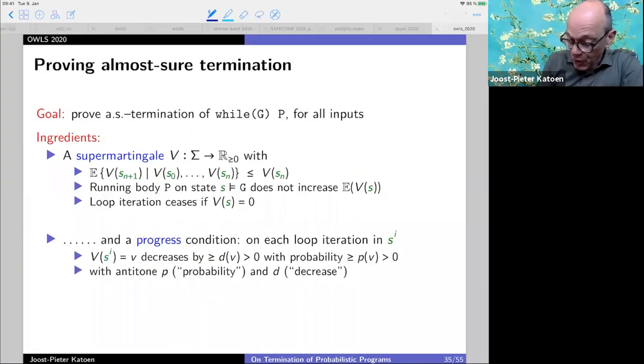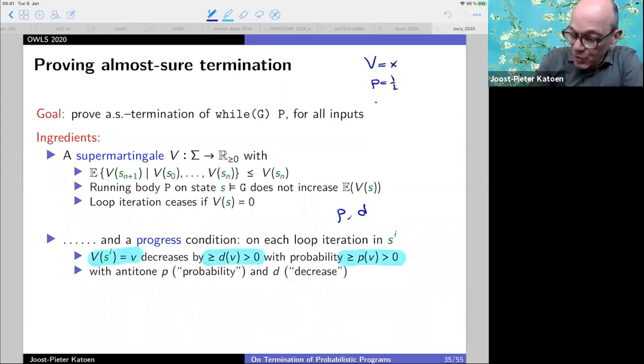And then there are these functions p and d. Good. And this is important. We're going to say that the value of v, so the value of the variant function of the martingale, decreases by at least a certain amount. So we only give a lower bound on the decrease with a certain probability, and those probabilities are also a lower bound. In my random walk, I had v is x, p is a half, and d is 1. These were actually exact, but of course also lower bounds. In general, we will have lower bounds.